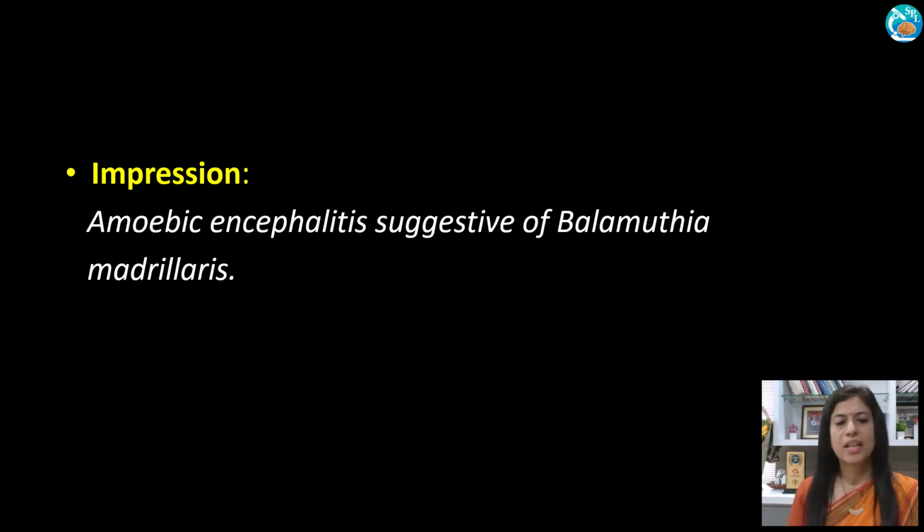We rendered a diagnosis of acanthamoeba infection suggestive of Balamuthia mandrillaris. And unfortunately, this turned out to be fatal and the patient passed away in the next 15 days.